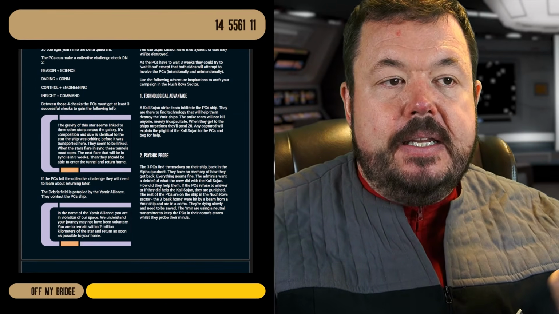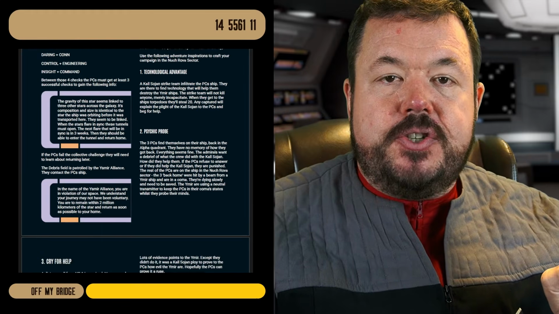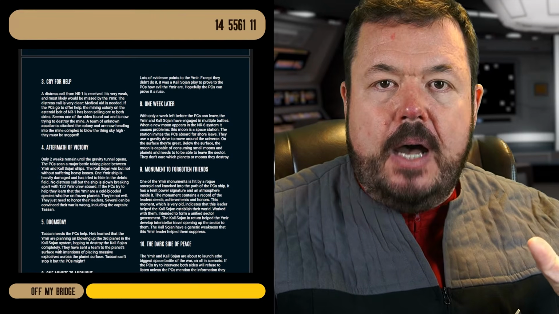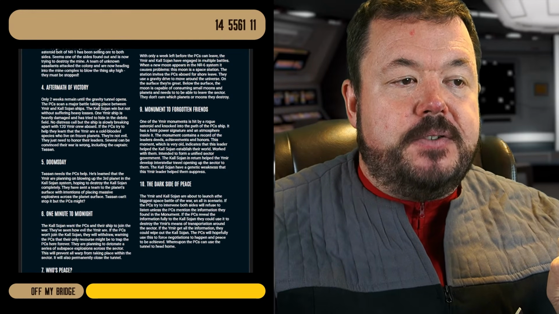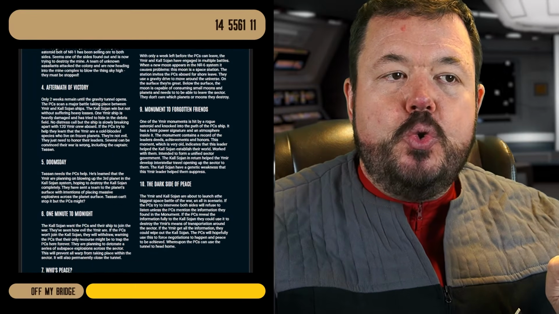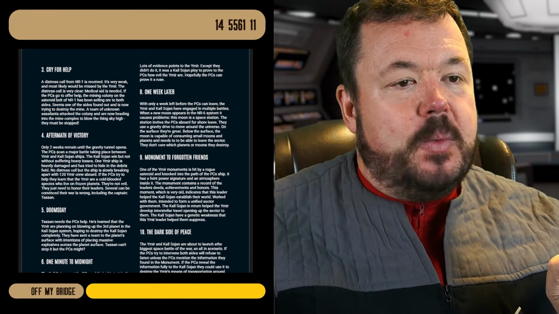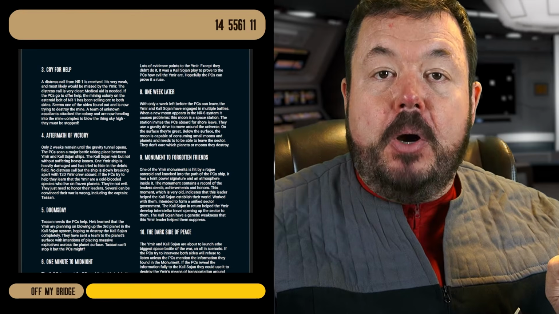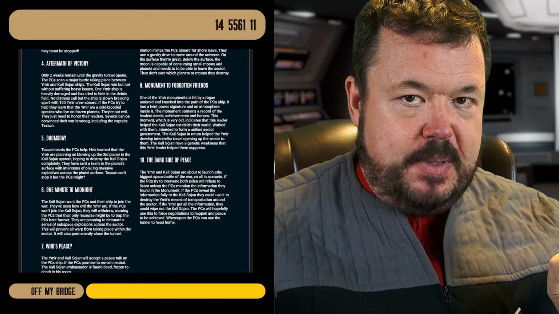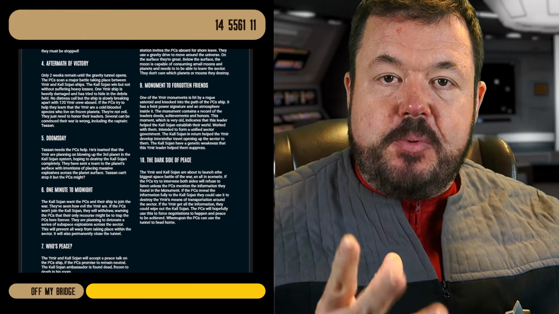So Adventure 1, Technological Advantage. Adventure 2, Psychic Probe. Adventure 3, Cry for Help. Adventure 4, Aftermath of Victory. Adventure 5, Doomsday. Adventure 6, 1 Minute to Midnight. Adventure 7, Whose Peace. Adventure 8, 1 Week Later. Adventure 9, Monument to Forgotten Friends, and Adventure 10, The Dark Side of Peace. So those are the adventure inspirations.